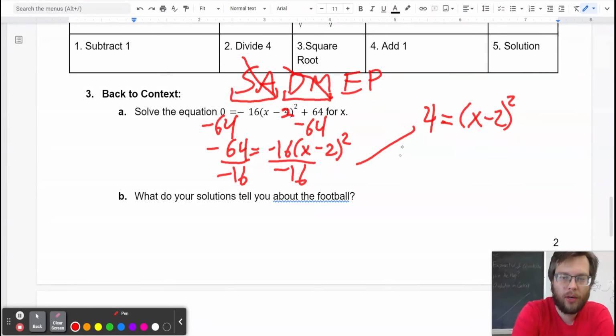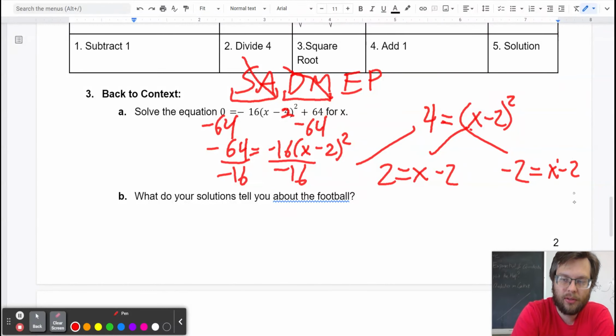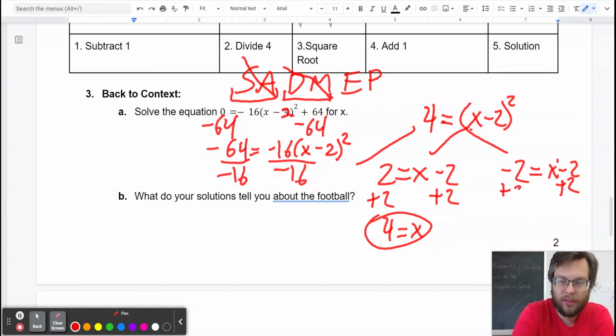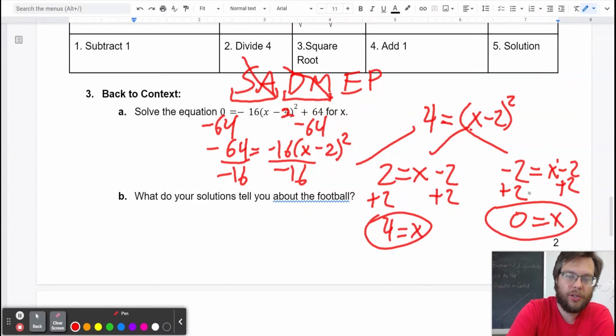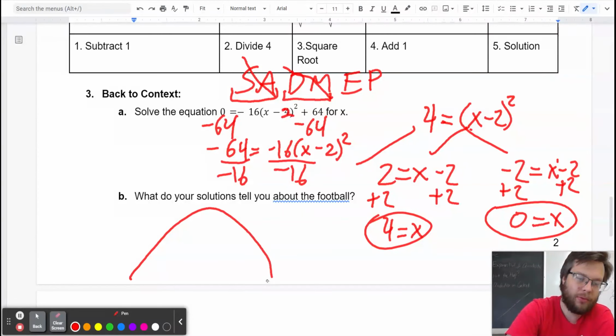Square root of 4 splits into two pieces. Positive 2 is one of the square roots of 4. Negative 2 is the other square root of 4. To finish up, I go plus 2 to get 4 equals x, or I do plus 2 over here, and I get 0 equals x. And just to put that in context, remember we had the shape of a football going like this? This point right here is where x equals 4, and this point over here is where x equals 0.